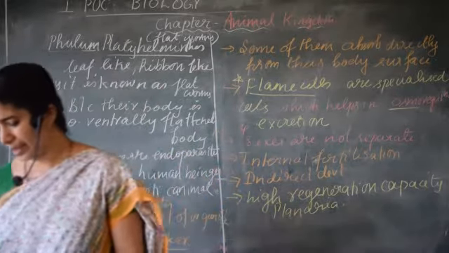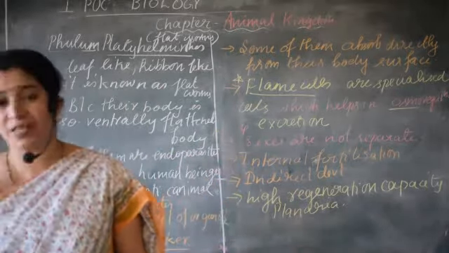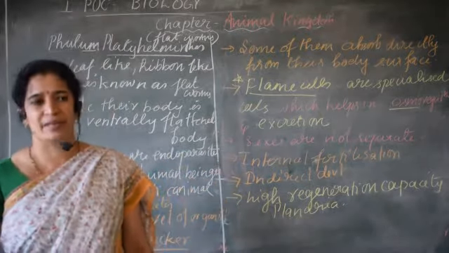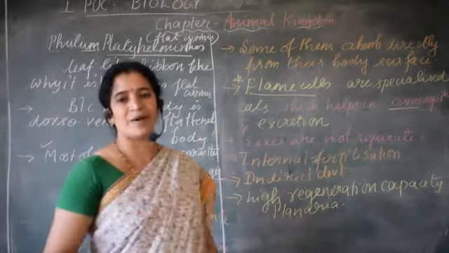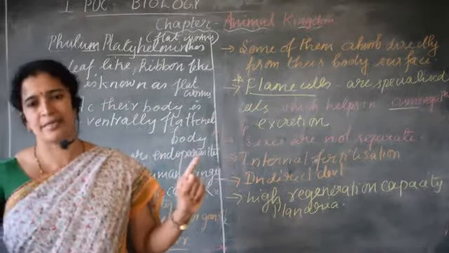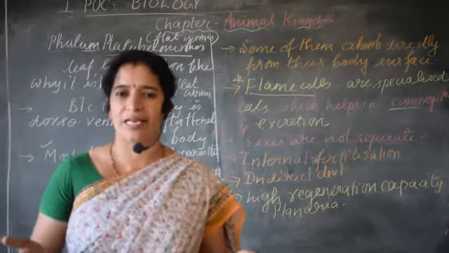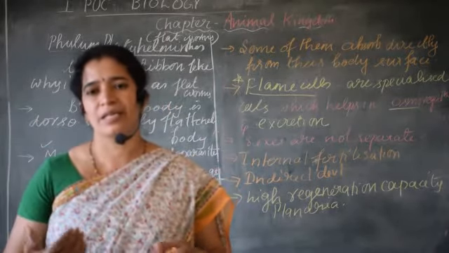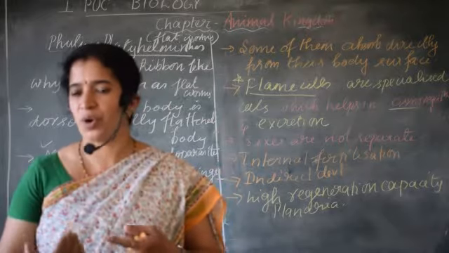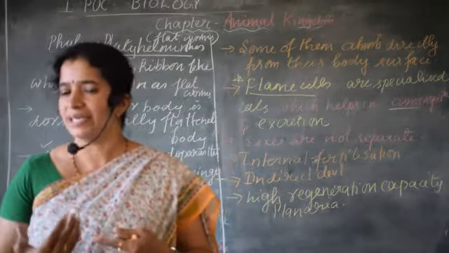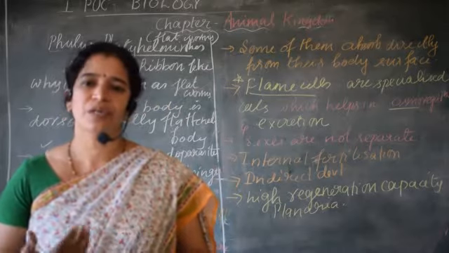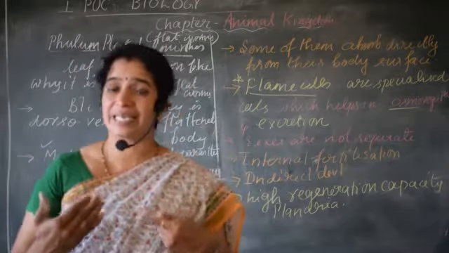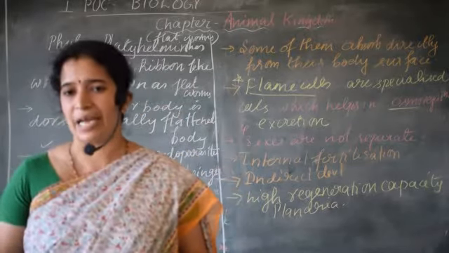Then next is the absence of organs of locomotion. They need not move from one place to another. They can get attached to the host body and survive there itself. So why would they need locomotory organs? This is one of the adaptations developed in the parasitic forms. So please note down the adaptive features, the parasitic adaptations in platyhelminthes.